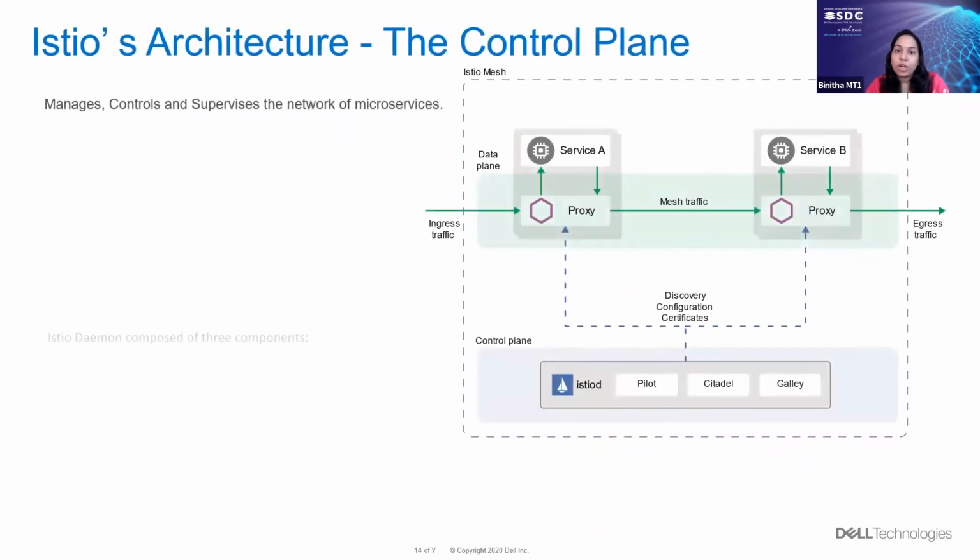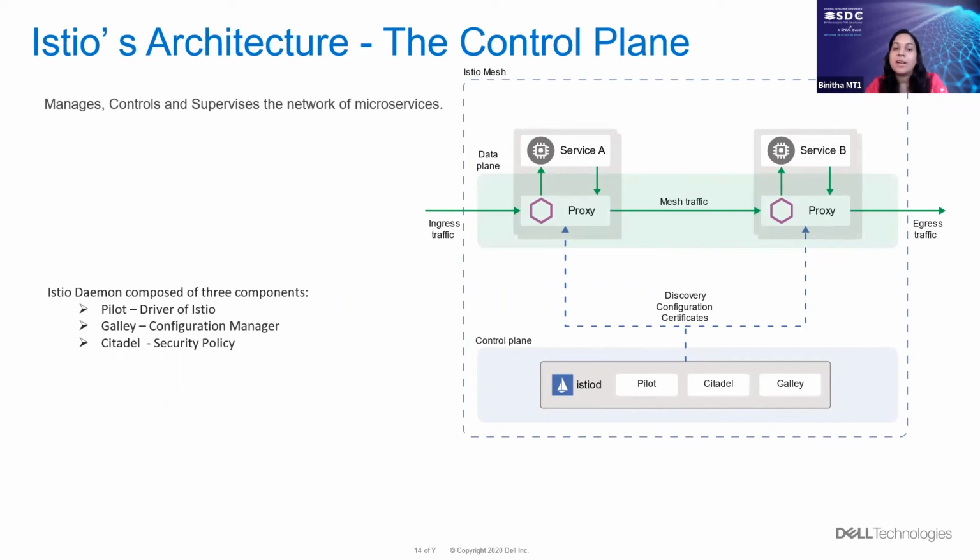So now we have talked about the data plane. Now let's see what a control plane is. Control plane manages, controls, and supervises the network of microservices. So as I said, from 1.5 onwards, there is Istio daemon, which has three components: Pilot, Citadel, and Galley. Now, Pilot configures all the Envoy proxy instances deployed on the Istio service mesh. Pilot provides service discovery for proxies, and it is a core component for traffic management.